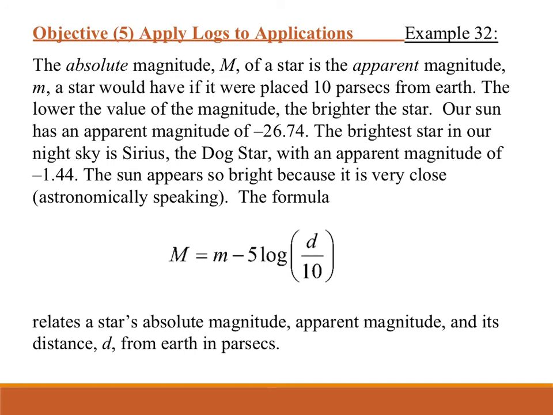The Sun appears so bright because it's very close, astronomically speaking. The formula is the following. The absolute magnitude is equal to the apparent magnitude minus 5 log of d divided by 10. d is the distance. So it says a star's absolute magnitude and apparent magnitude and its distance d from Earth in parsecs.